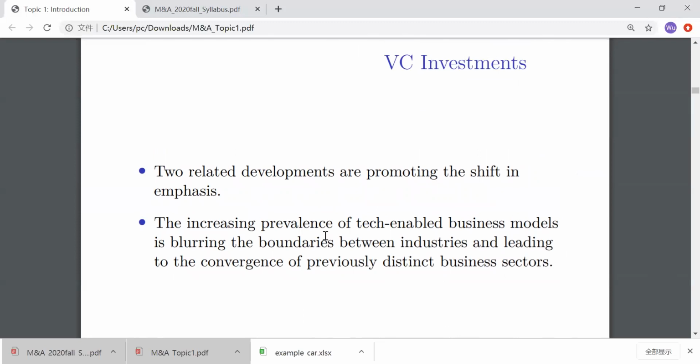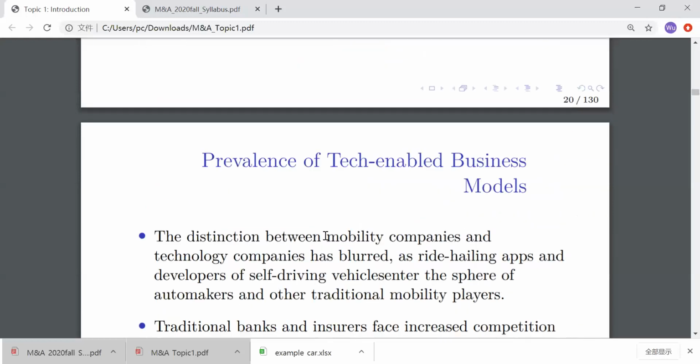And there are two related developments contributing to this shifting emphasis. One development is the increasing prevalence of tech-enabled business models. This development is blurring the boundaries between industries. Like I said, for example, the healthcare industry and the high-tech industry, the retail and technology industry, and also the banking and financial services industry and the technology industry. The boundaries of these industries are all converging, and this leads to convergence of previously very different business sectors.